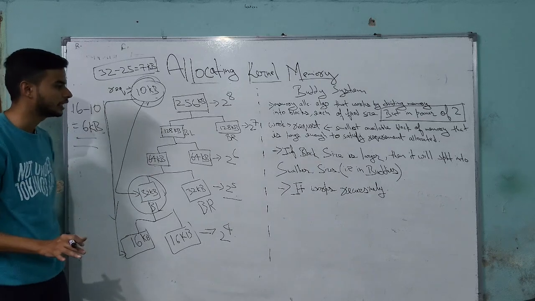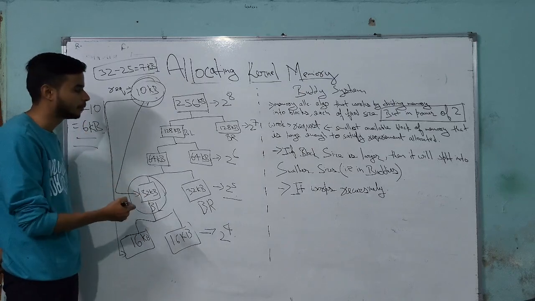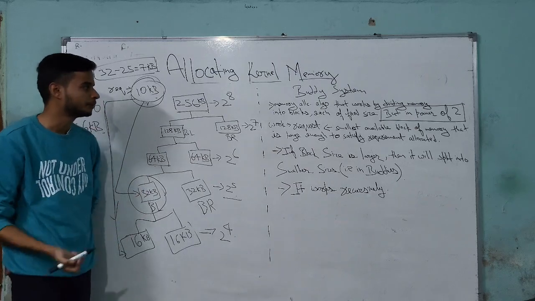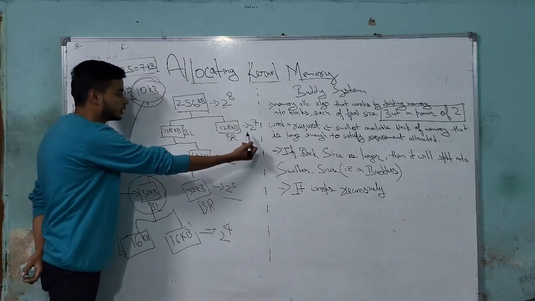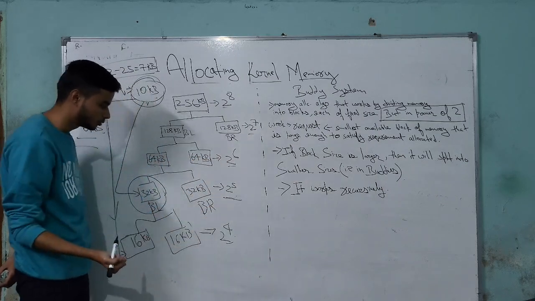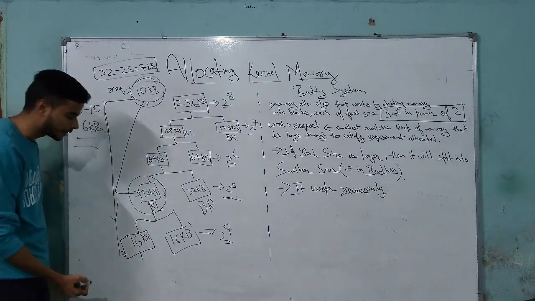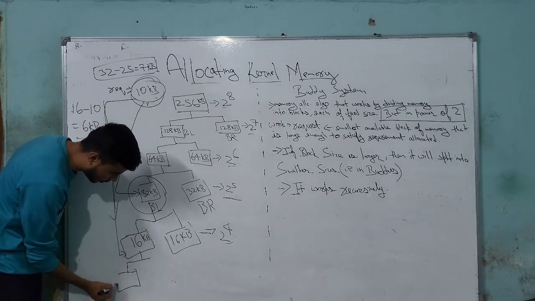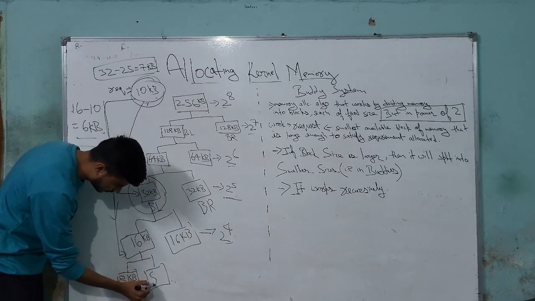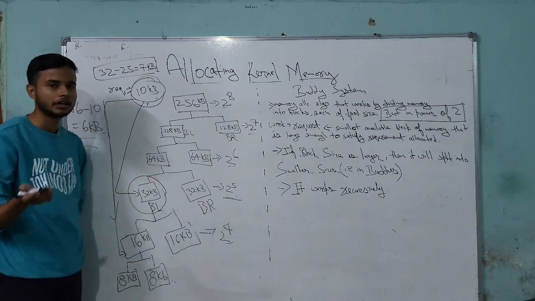But the most important observation here is that every algorithm divides the memory into blocks, but this algorithm divides memory in powers of 2. We can see that this is 2 to the power 8, this is 2 to the power 7, this is 2 to the power 6, this is 2 to the power 5. Again, if we have to divide 16 KB further, then it will divide itself into blocks of 8 KB. It works recursively and divides according to the demand.